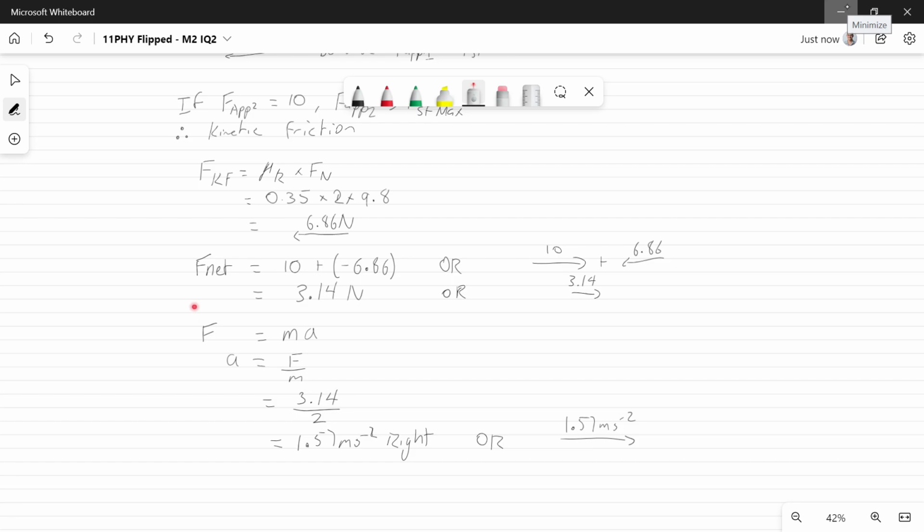And that's giving me the data here at the bottom to be able to describe the motion of the object when the 10 newtons of force is applied, effectively meaning that there's going to be an acceleration to the right of 1.57 meters per second squared.